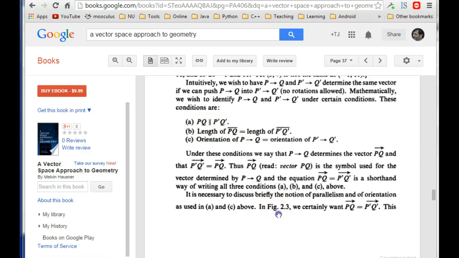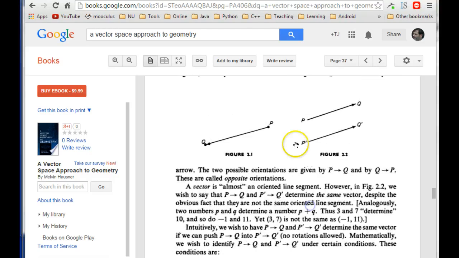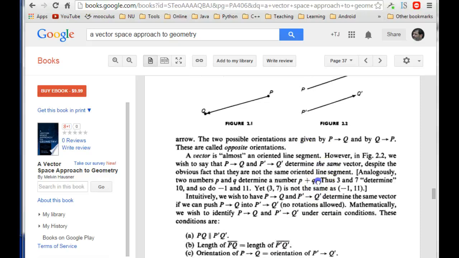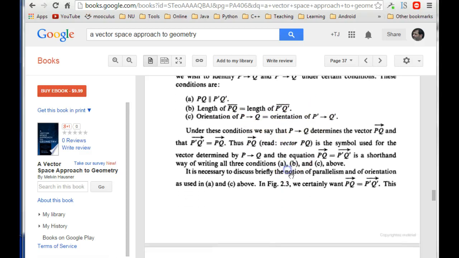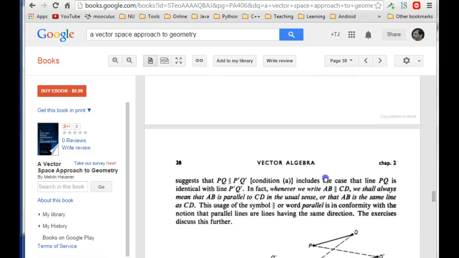And also there's a degenerate case here. What if we start at P and end at P? We don't really have a line, but that is considered a vector. It's considered a vector of zero length. So for that case, we kind of have to do away with A and C here. We can't talk about a point being parallel to another point or being oriented in the same way, but they have the same length. So we do have a special case where that's called the zero vector.